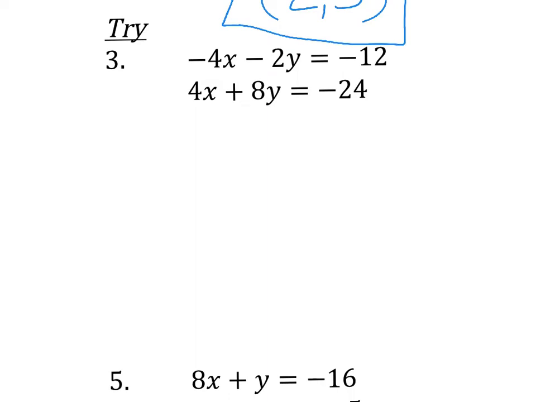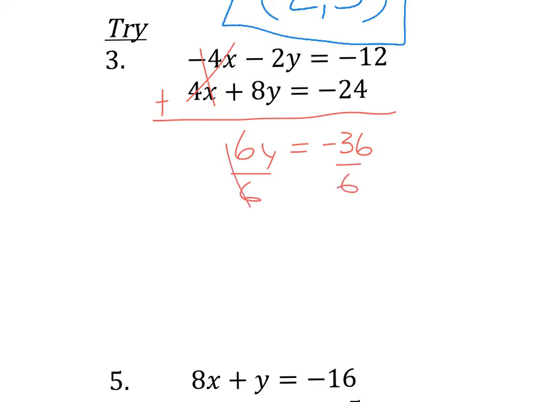Okay, so on 3, we see that we have opposites right here on the x's, so we're ready to add down. So negative 4x and 4x eliminate. Negative 2y and 8y makes 6y. Negative 12 and negative 24 makes negative 36. Now we're ready to solve what's left. So divide by 6. And y equals negative 6.